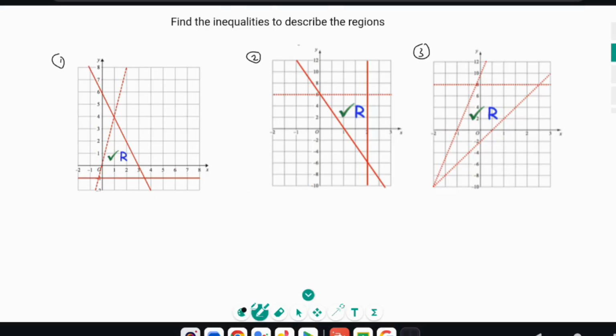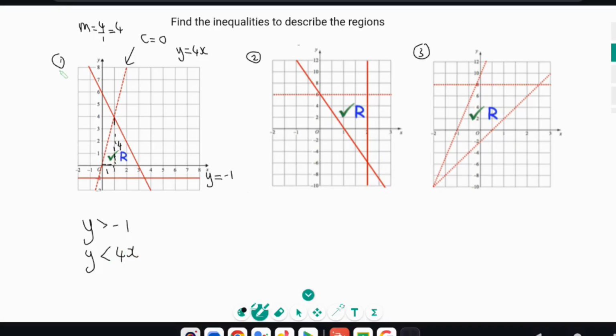So we have 3 questions on this page, 2 on the next page. Find the inequalities to describe the regions. So for this first one, I always start with the easiest one. Y is equal to negative 1 is the equation. The region's above, so y is bigger than minus 1. Here, the equation of this line. Let's get our gradient, 4 and 1. Y-intercept is 0. So the equation of that line is y equals 4x plus 0. The shading is below the line, so y is less than 4x.